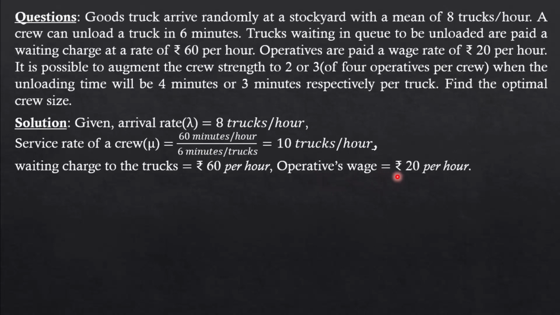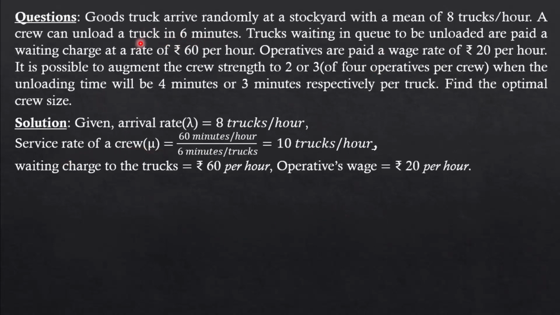Operatives' wage is rupees 20 per hour. Now it has been said that it is possible to augment the crew strength to 2 or 3. This means that this service time, that is 6 minutes, is for a single crew. So this is the service rate for a single crew.